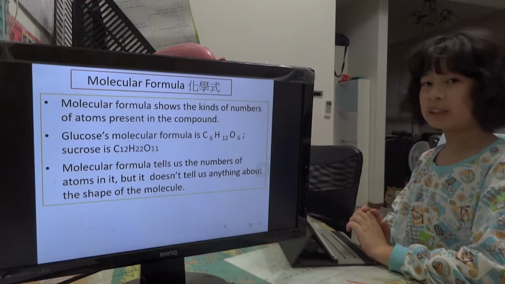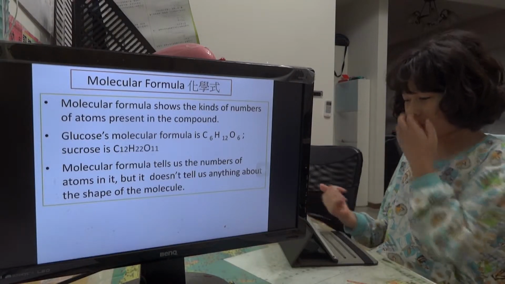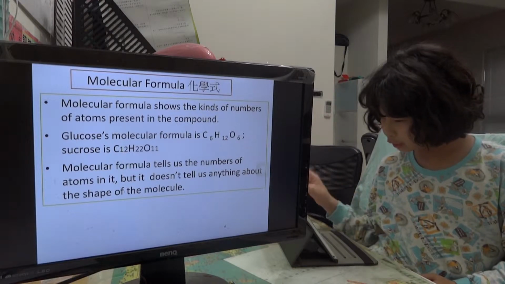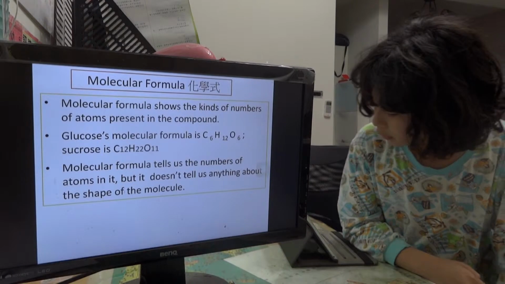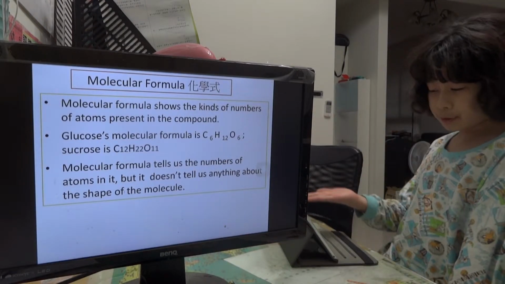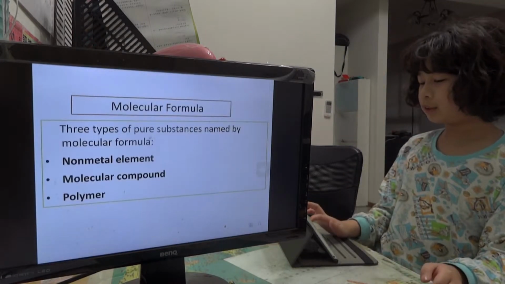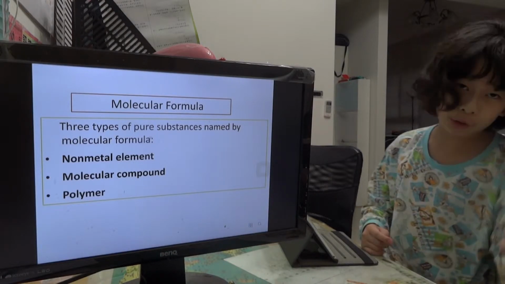Molecular formula. What is a molecular formula? Molecular formula tells you the exact number of atoms. For example, C6H12O6 and C12H22O11. How much C? There's 6. How much hydrogen? 12. How much oxygen? 6. It tells you the numbers. So it's used in non-metal elements like H2, which tells you there are 2 hydrogen.